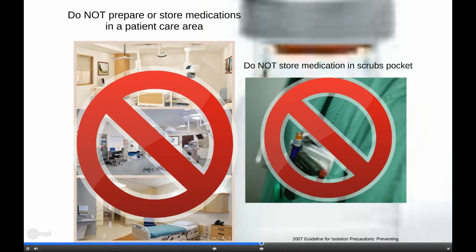Additionally, meds should not be drawn up, prepared, or stored in a patient care area. A patient care area is anywhere a patient might receive care, for example, patient rooms, treatment rooms, or operating rooms. The pocket of your scrubs is not a storage place for medication.